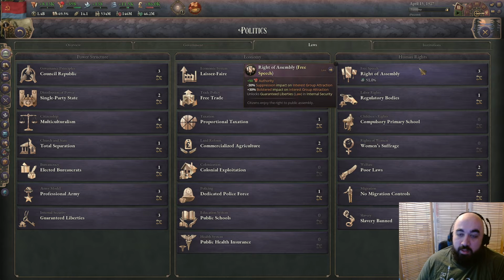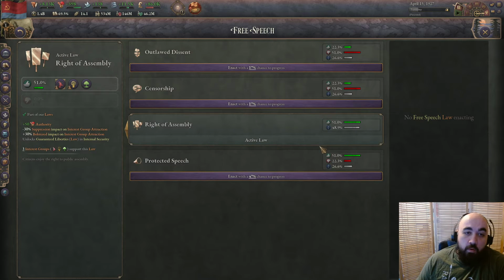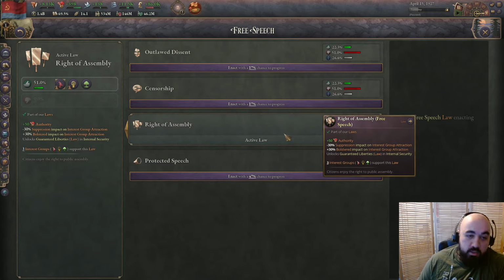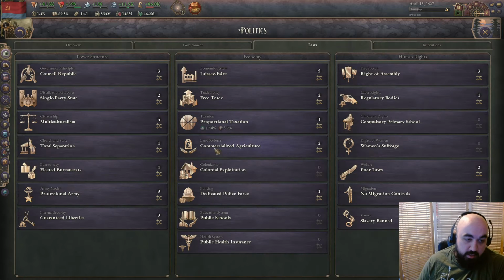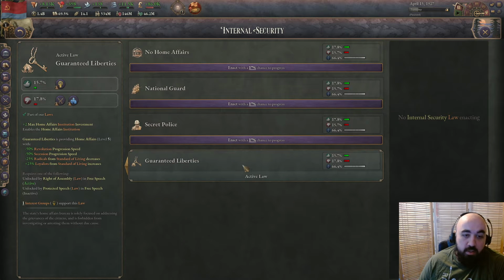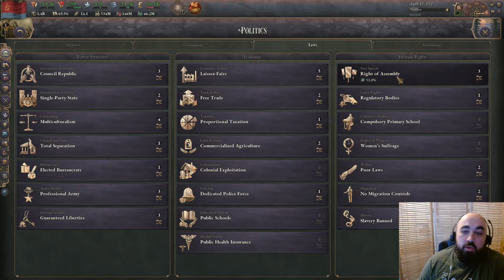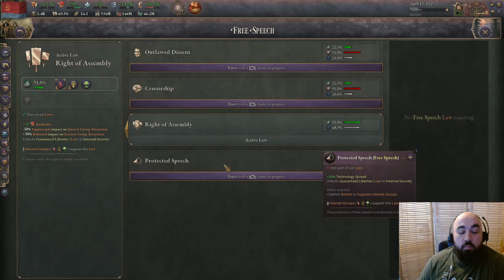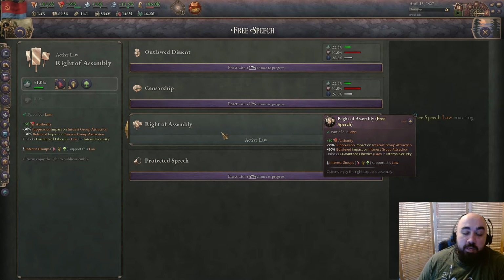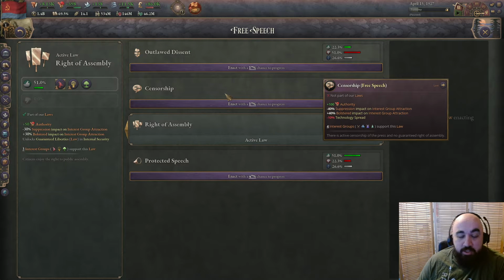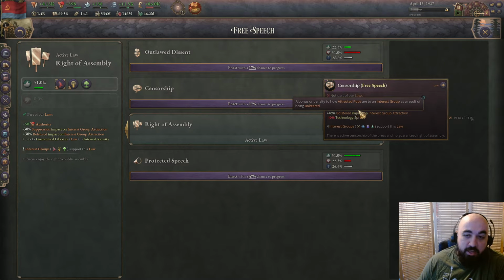Now, getting into each one of these individually, for free speech, the very important reason you want to go rights of assembly is it unlocks what I think is the best internal security law, which is guaranteed liberties. You can only do guaranteed liberties if you're on rights of assembly or protected speech, after which you can swap it back. Now, generally speaking, swapping back will make some of your IGs upset with you, but it's just a matter of, okay, do we prefer having this authority and extra suppression and bolstered impact, or do we want the technology spread?